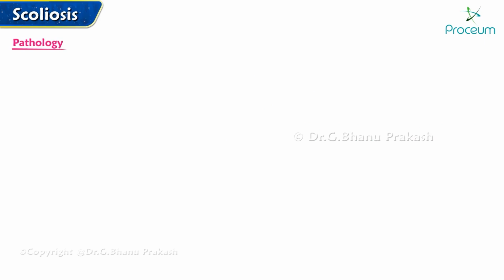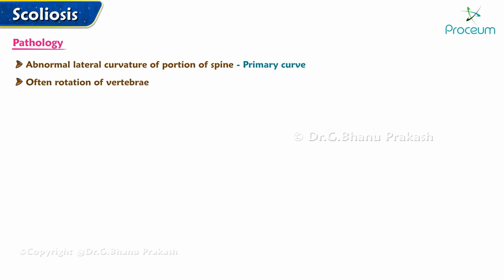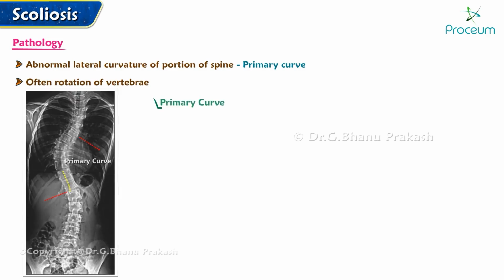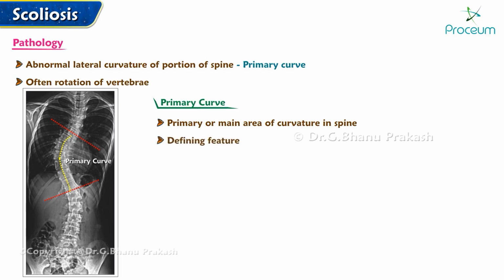The defining pathology of scoliosis is the abnormal lateral curvature of a portion of the spine, referred to as the primary curve. Along with this lateral curvature, there's often rotation of the vertebrae. Primary curve is a term that denotes the primary or main area of curvature in the spine. This abnormal lateral curve is the defining feature of scoliosis.